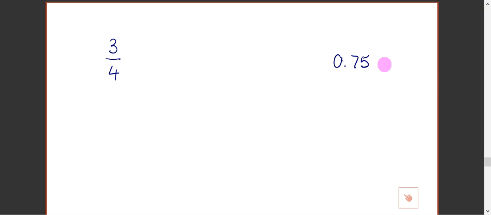So can I write an equivalent fraction to 3 over 4? A fraction of different numbers but with exactly the same value.